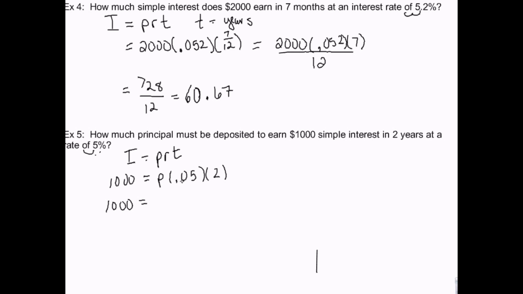Okay, so I'm going to multiply 2 times 0.05, and I think that's 0.1. Ha, yes, I can do that in my head, yay. I'm going to put it in front of the P because that just is how it looks prettier. Then I divide both sides by 0.1. And I think that's 10,000. I'll just double check myself. Yes, it is. So for this example, if you wanted to earn $1,000 in 2 years, you'd have to deposit $10,000.